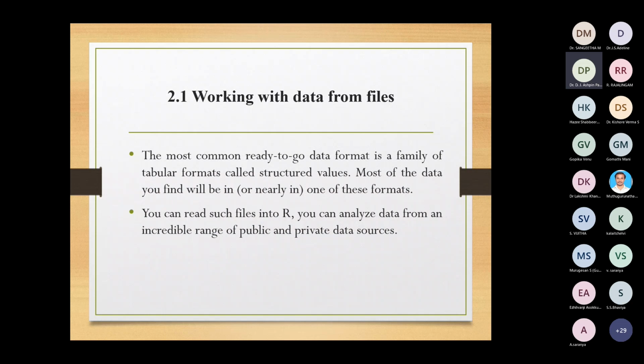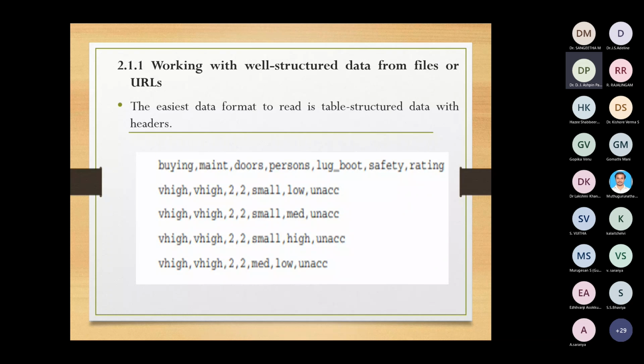Right. So the easiest data format we have in our hand will be the table structured data with headers. It will have the headers, and look at this data. It is well structured data, so this data we can load directly from your system or from a URL. Suppose you have your data in your computer system, or it is there in a URL. You can load it in R, even from a URL and even from a file on your computer.